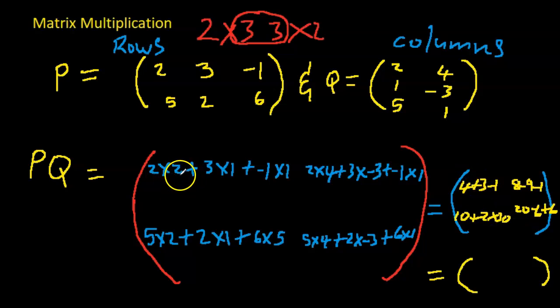So 2 times 2, so 4 plus 3 minus 1. That's 6. Here, 8 minus 9 minus 1. What's 8 minus 9? Minus 1, minus 1, so that's minus 2. 10 plus 2 plus 30. What's that? 32. And here, 20 take away 6, that's 14. And 14 plus 6, that's 20. So, PQ is 6, minus 2, 32, 20.